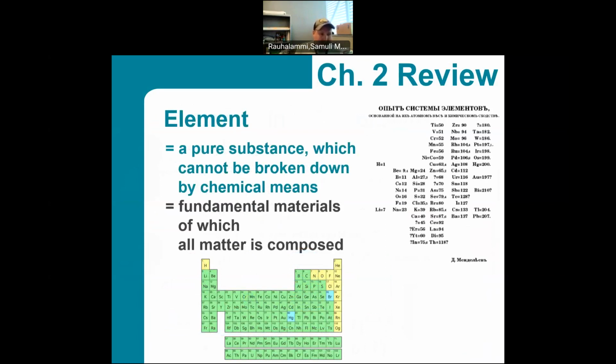Elements are pure substances that cannot really be broken down into further substances by normal chemical means. It turns out that some of the elements that we have discovered, we are now able to break even further, but early on and in normal settings, most elements are broken down as far as we can break them down. What I mean by that is that it takes a lot of energy, a lot of effort, and might take very specific tools to break elements that we currently know any further. So really, elements are the fundamental materials that all of the matter that we have is composed of.